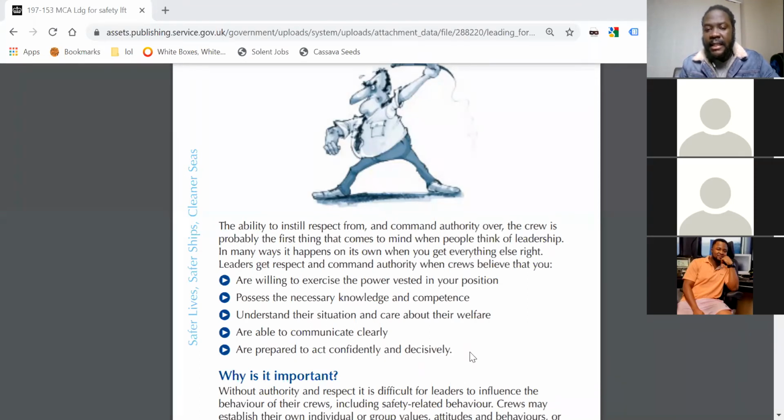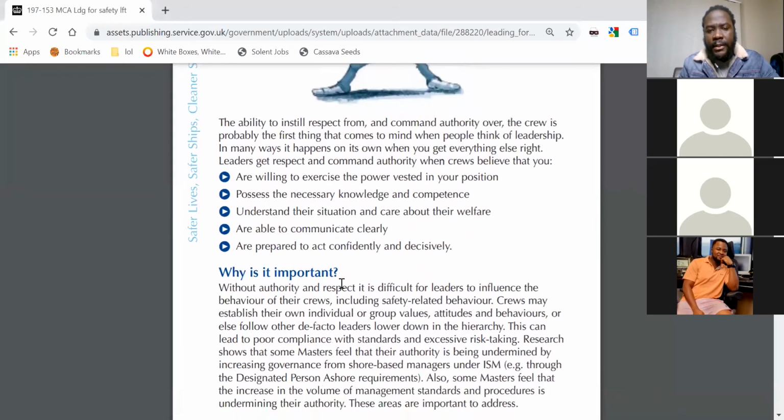Prepare to act confidently and decisively. So, are you confident on your watch? Are you going to be making a decision? If you alter to starboard, are you going to alter to starboard, or are you going to be shaking? So those are some of the ways to command authority and respect.